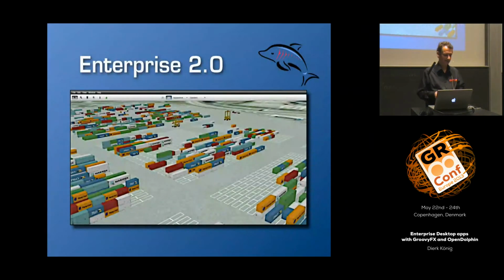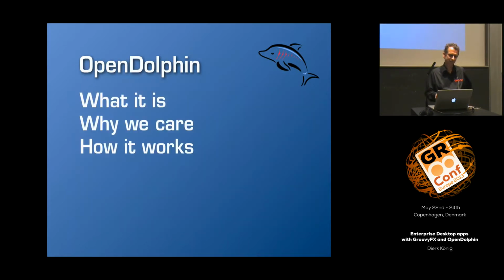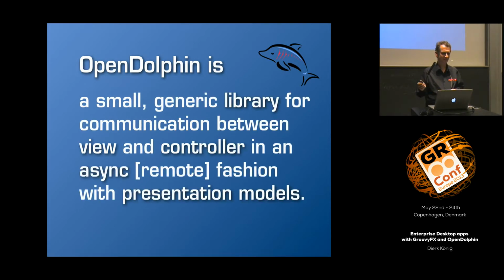For the next 25 minutes, I'll say what OpenDolphin is in engineering terms, why we care and why you may want to care, and of course how it works. So OpenDolphin is a library. It's a very small library. It's not a framework. We do not lock you in. And it is a generic library, so you can use it with any kind of technology on the client side and on the server side, as long as it is Java-based.